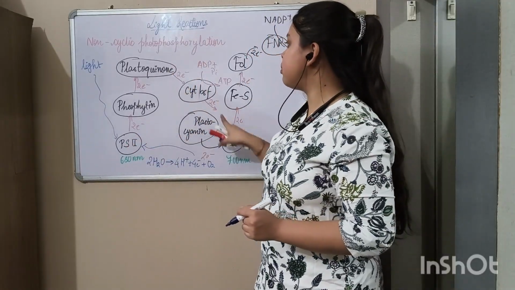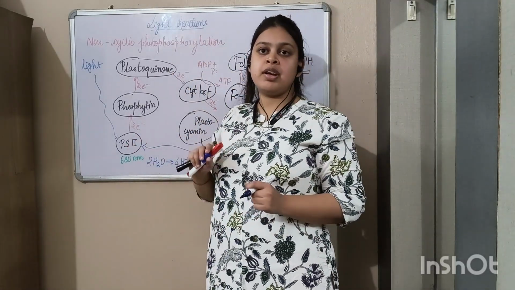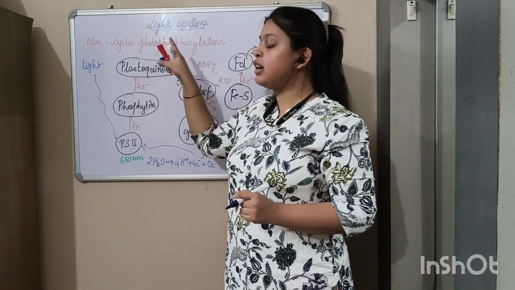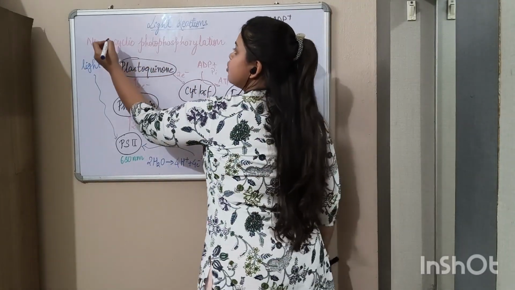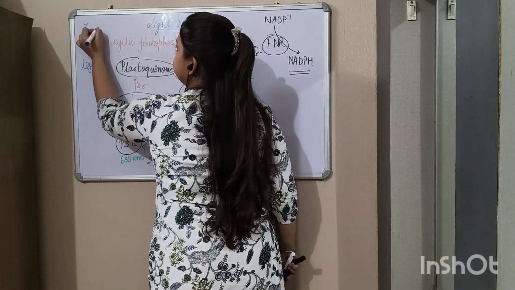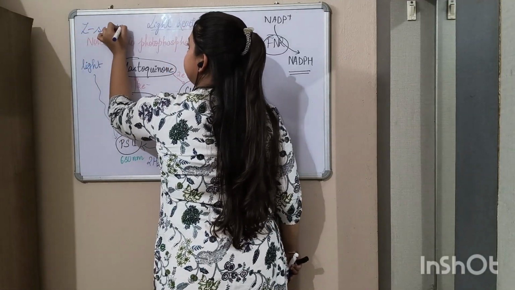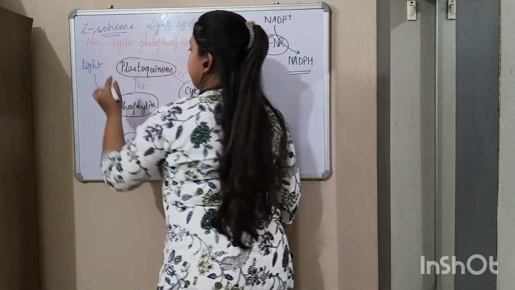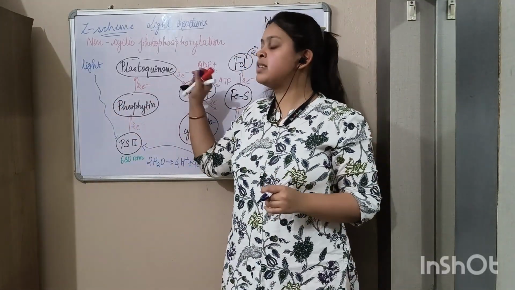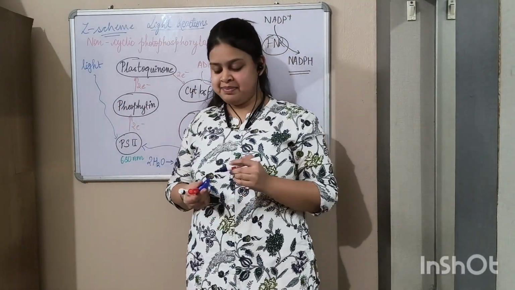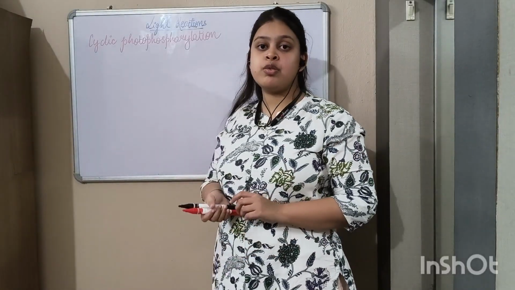Now you can see the shape of this non-cyclic photophosphorylation. It looks like a tilted Z, right? That is why it is also called the Z scheme. This was the entire non-cyclic photophosphorylation. Now we'll see the cyclic photophosphorylation.